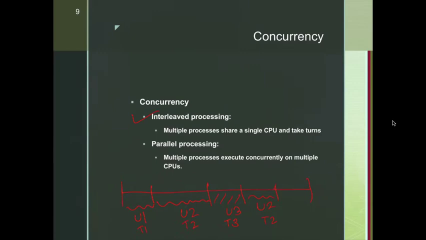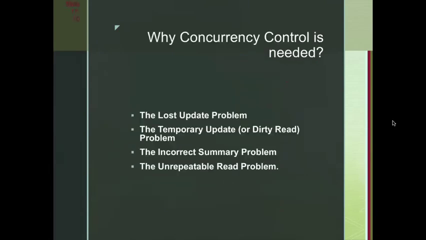In the case of parallel processing, you have multiple CPUs. So multiple processes will execute concurrently on multiple CPUs. Here maybe user U1 is using one, here user U2 is using another, here user U3 is using another, and so on, but all of them are executing at the same time. So this is your interleaved processing and parallel processing.